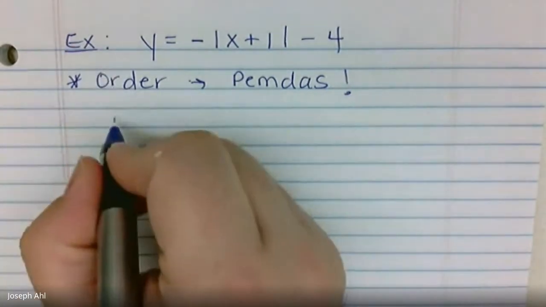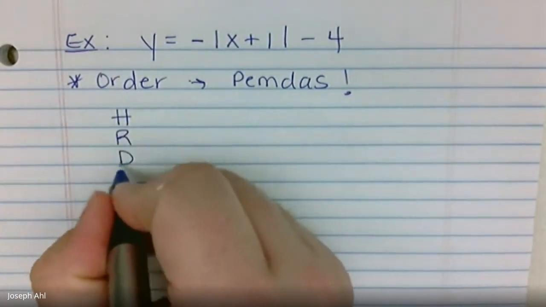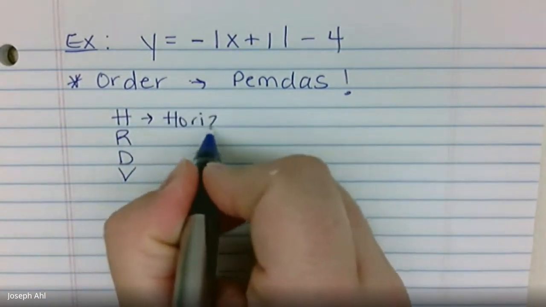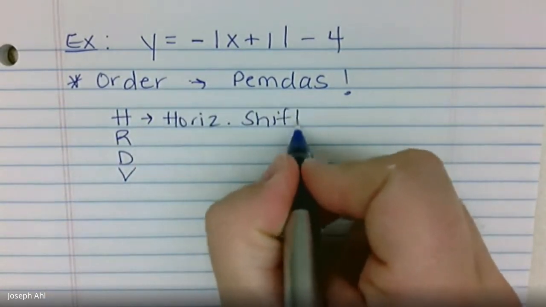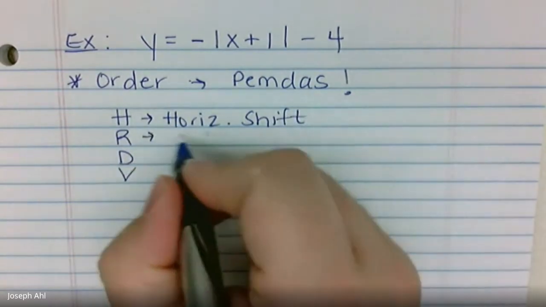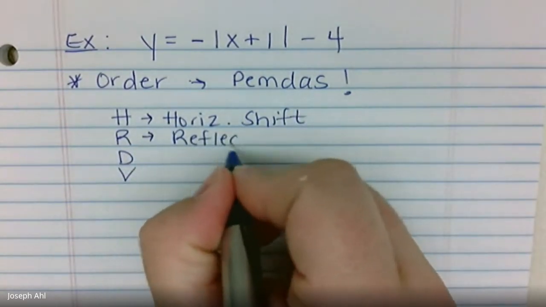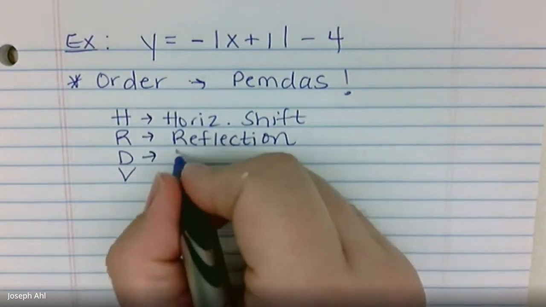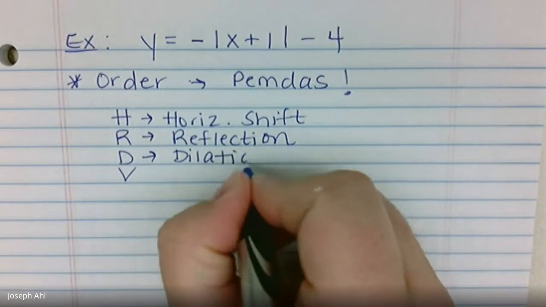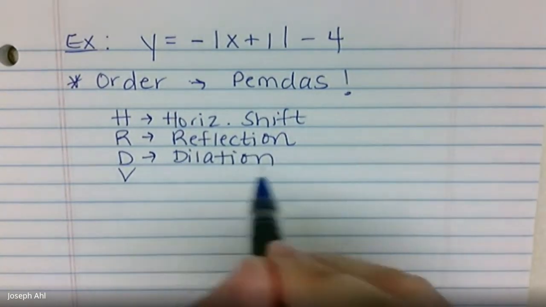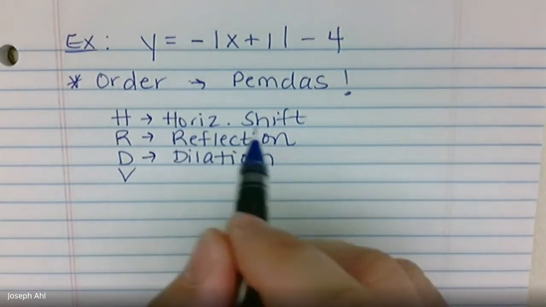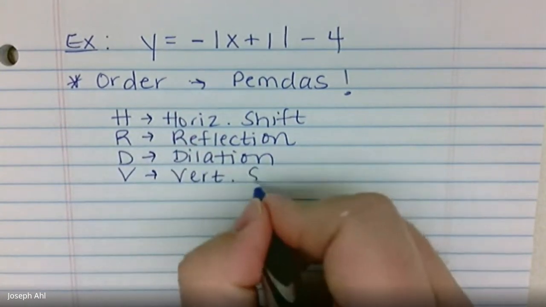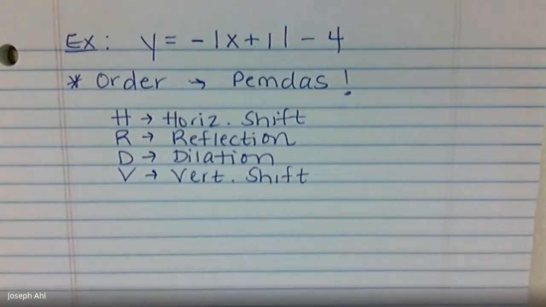Another way to think of this is the acronym HRDV. And H stands for horizontal shift. So if you're going left or right, that definitely goes first. Next is a reflection. After we do reflection, we're going to talk about dilations. We might not do dilations until the next unit, but dilations would come next in the list. And then finally, a vertical shift up or down. Okay.